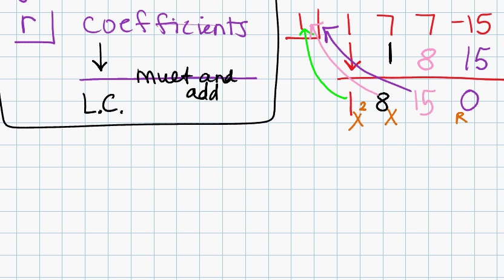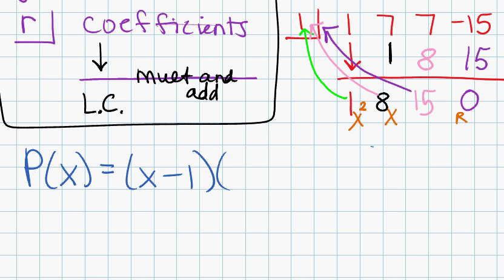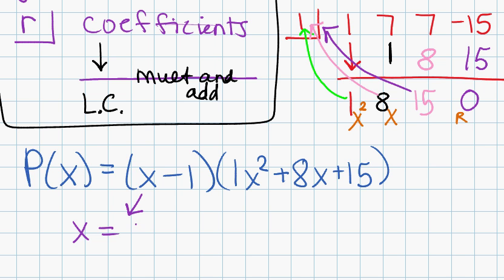So P of x is really our initial factor of x minus 1 and our new factor x squared plus 8x plus 15, which tells us that x equals 1 is a zero. And then this other factor can be factored further.